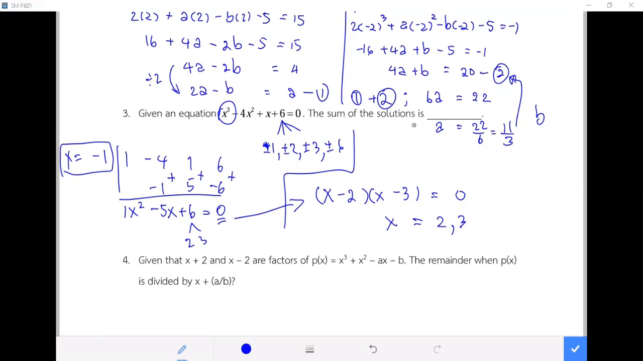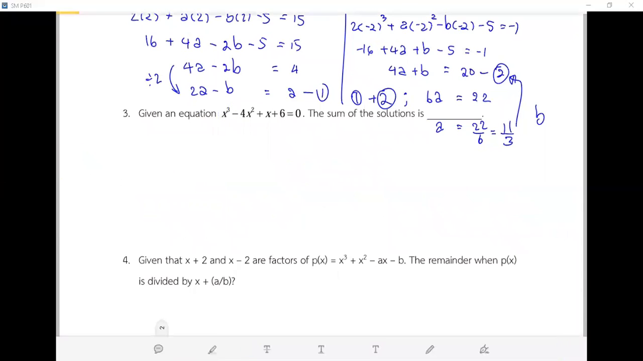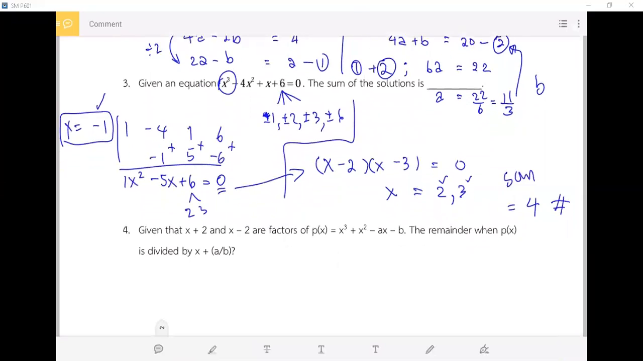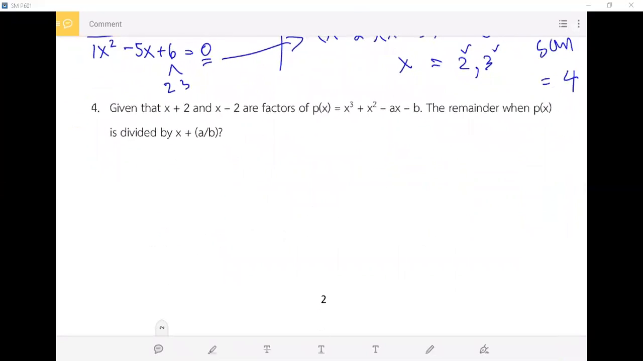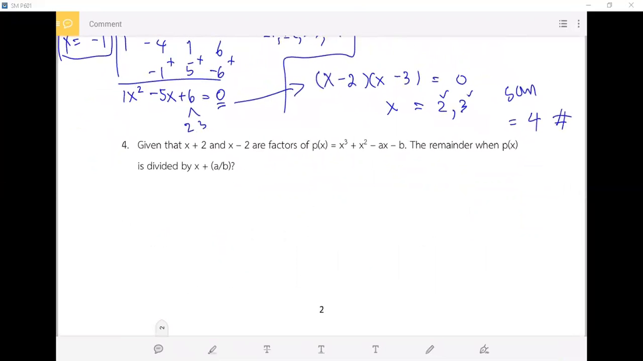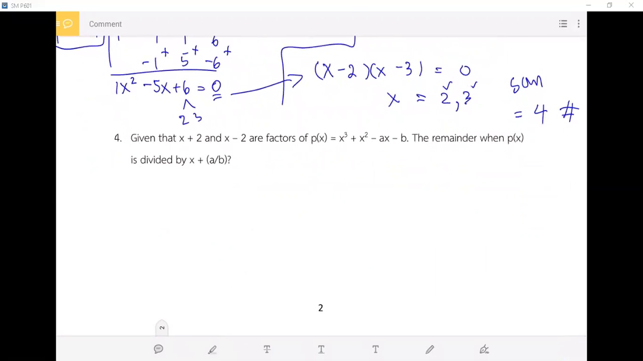It says find the sum of the solutions. So you find the sum of negative 1, 2, and 3, and you know that the sum is equal to 4. That's it. Finish. This is quite easy, right? I wish that you can do it in the exam. The thing you have to be careful about is the time. I think my exam is not hard, but the time is very short. The time is very limited.